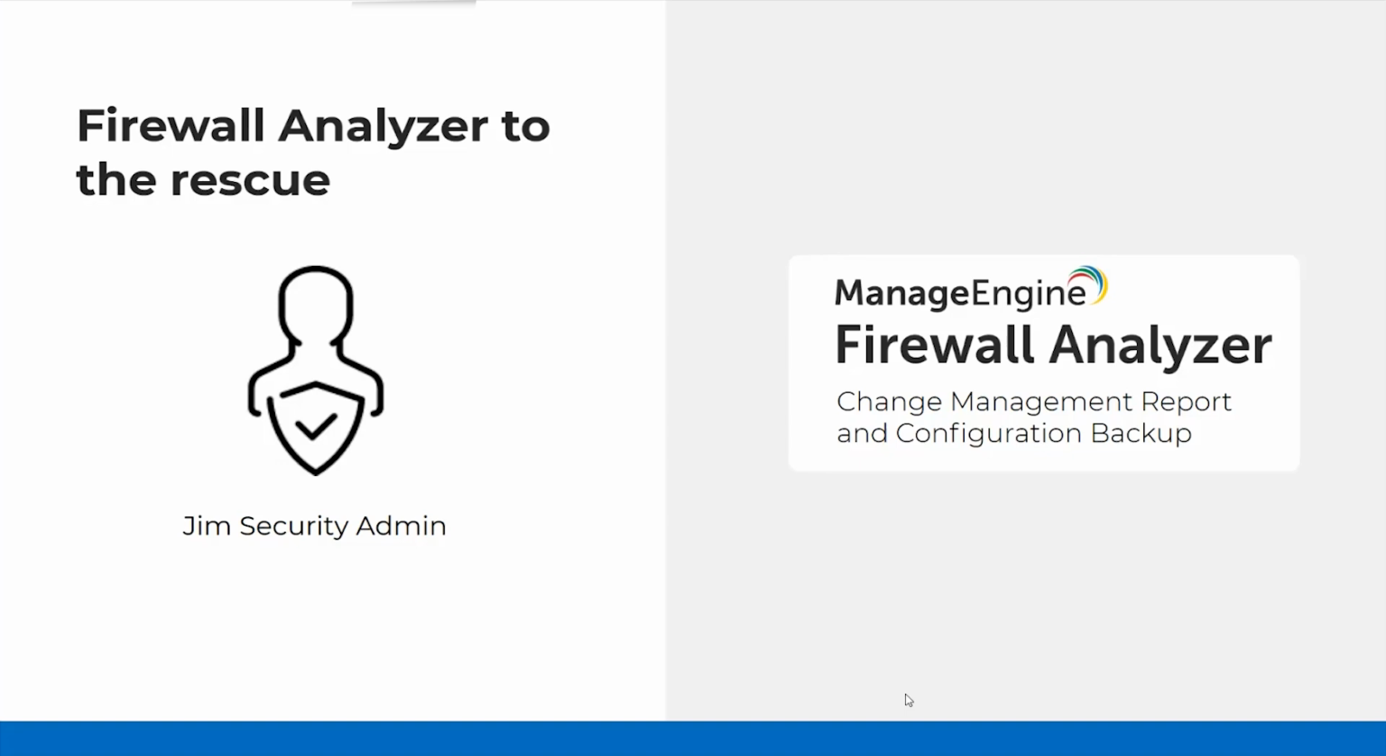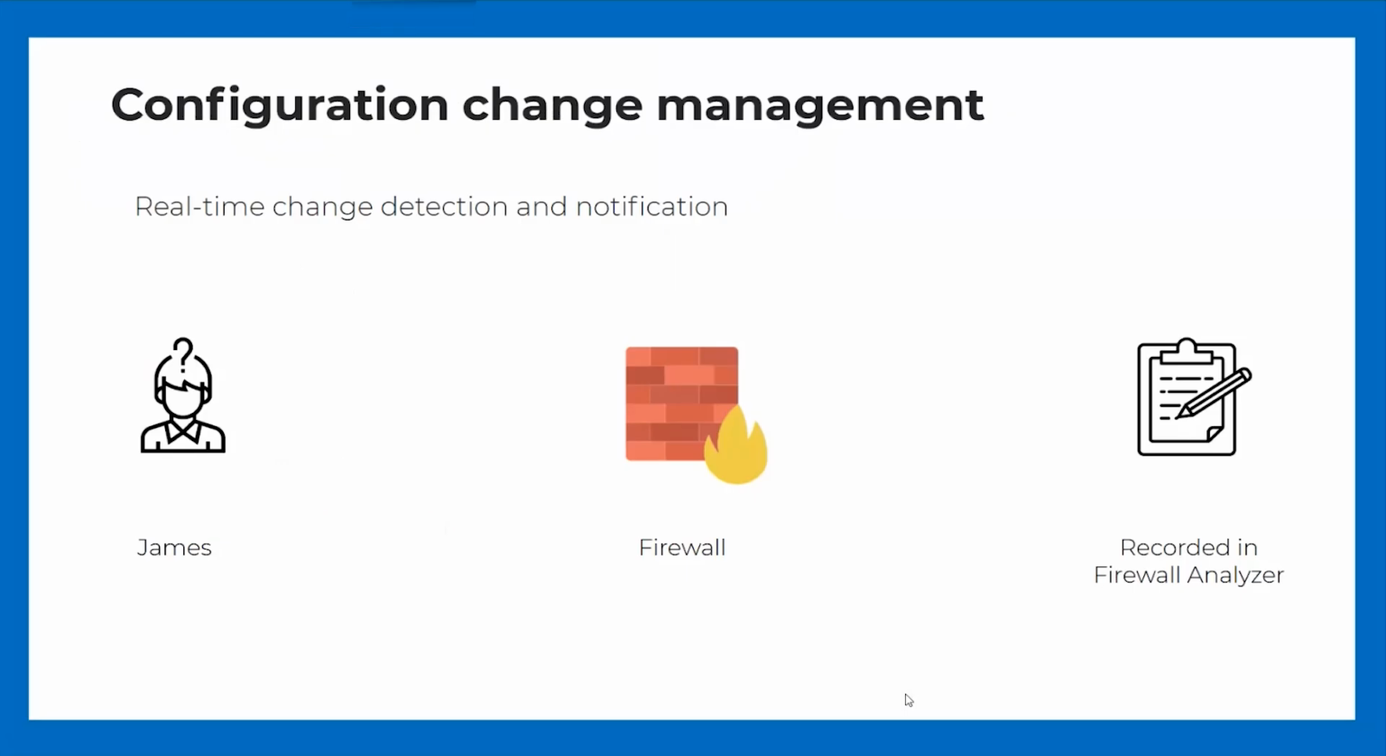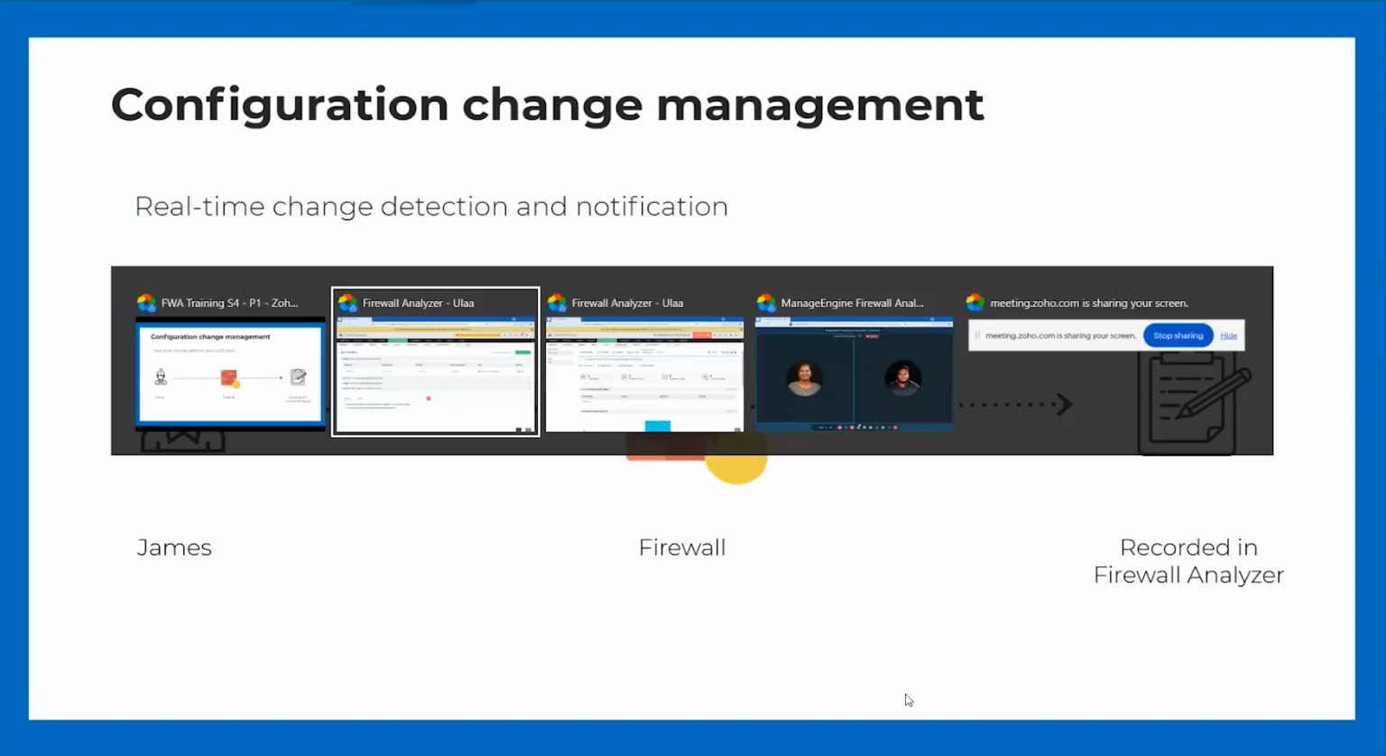So as mentioned before, changes made to the firewall configurations by different security admins before Jim went unnoticed. But with Firewall Analyzer, that is not the case, because if an employee, let's take James for example, made a change to the firewall device, this change is automatically recorded. Firewall Analyzer not only tracks who made the change, but it also tracks when the change was made and what was changed. So to show you how this change management works, let me take you back to the UI.